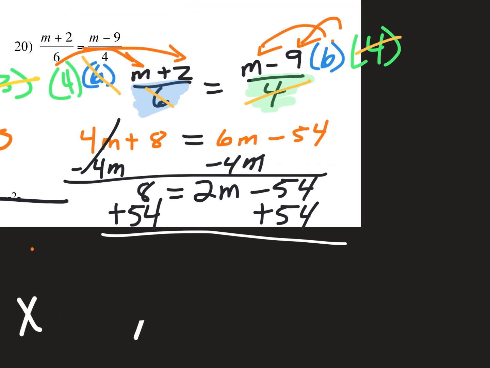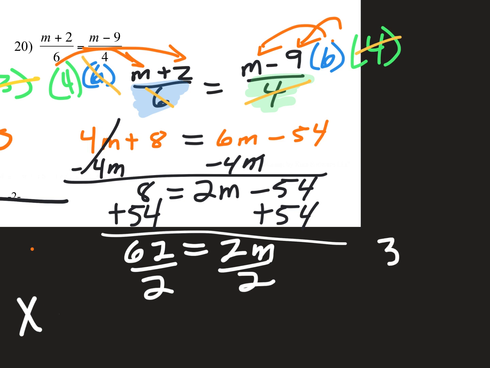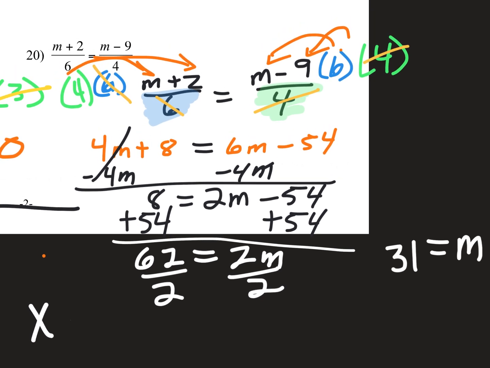So that's going to get me, what's wrong with me? Oh, 62. And then divide both sides by 2. So this part should be old news to us. It's just those first couple steps that we are canceling out. So we are canceling out both of those denominators, and then we need to multiply what is left over.